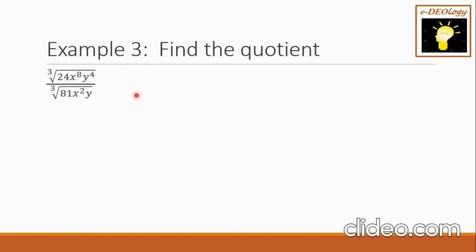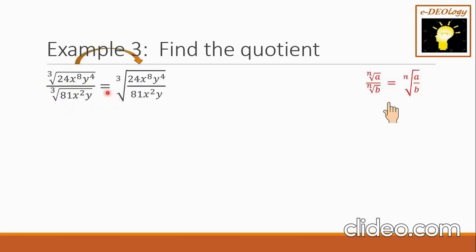Let's have example 3. We have here the cube root of 24x raised to 8, y raised to 4, all over the cube root of 81x squared y. So we will apply our quotient property. We're going to combine these two radicals into one big cube root. The numerator will be the 24x raised to 8y to the 4th, divided by 81x squared y.